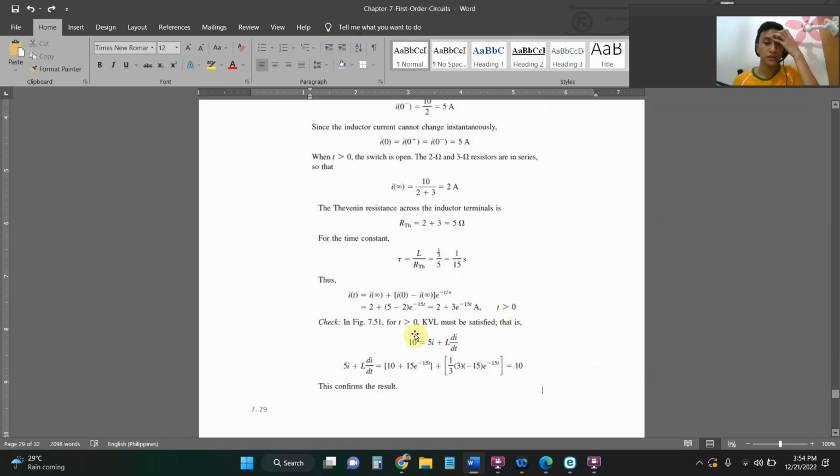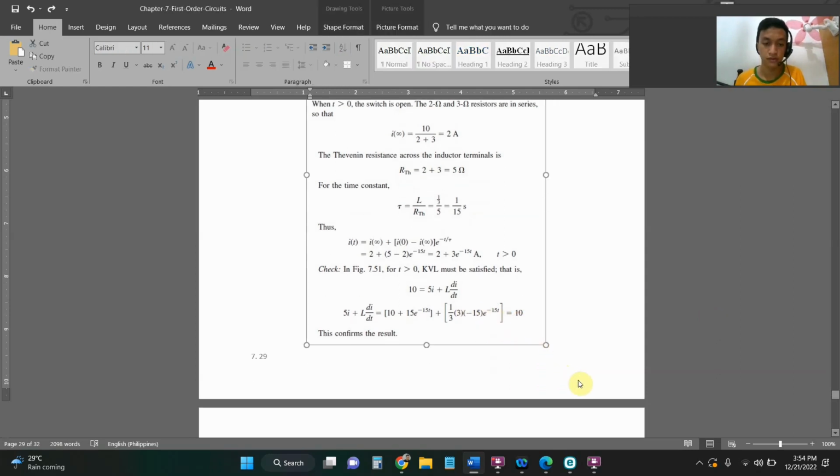After that, for t greater than 0, KVL must be satisfied. That is 10 equals 5i plus L di/dt. By solving for that, you can get this one.